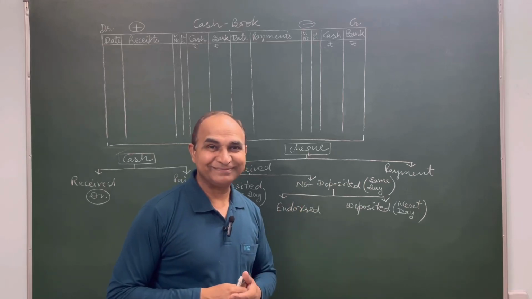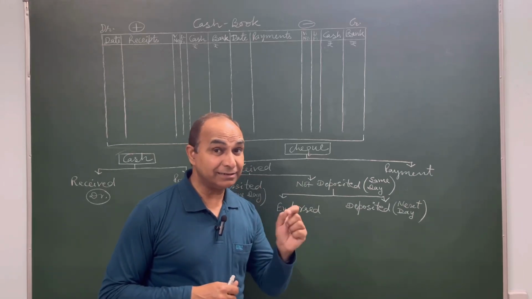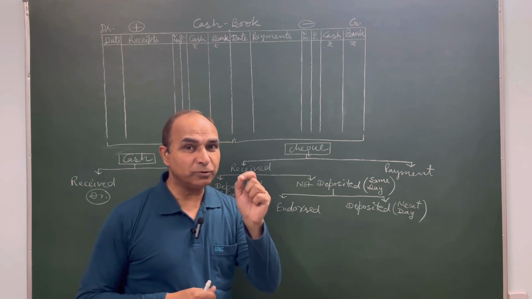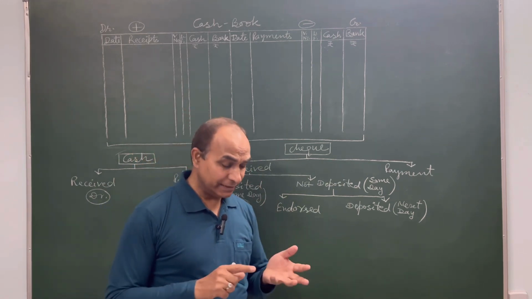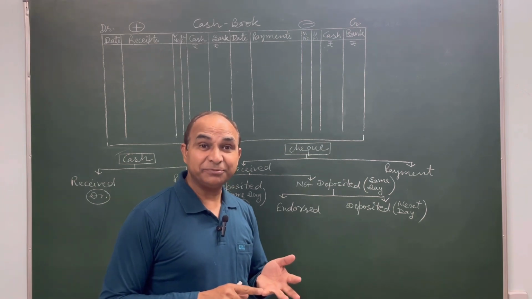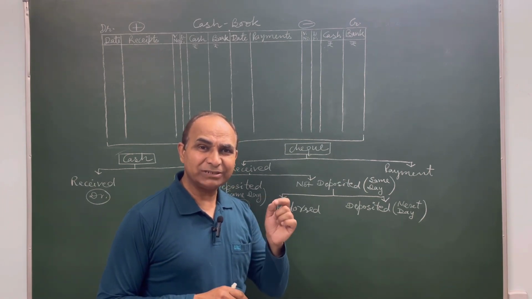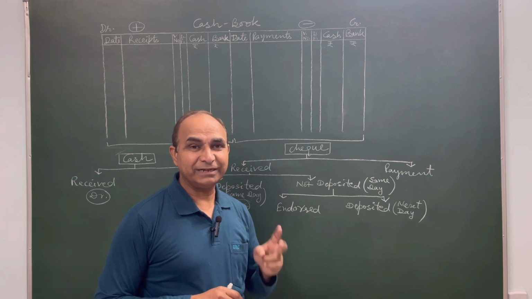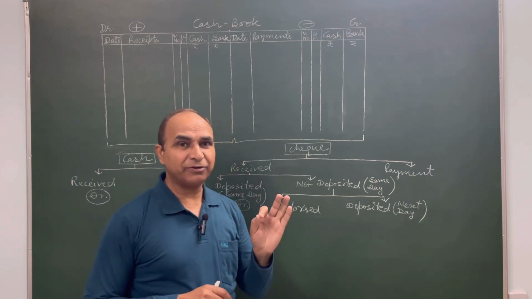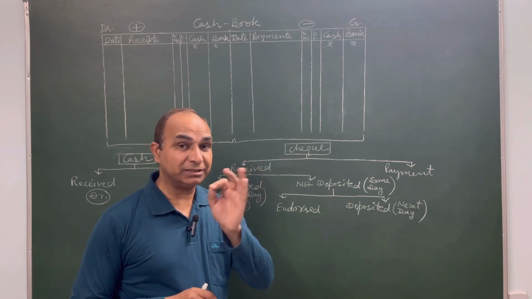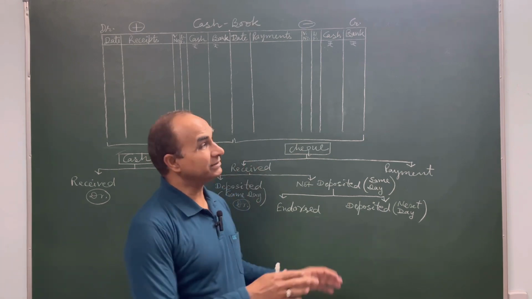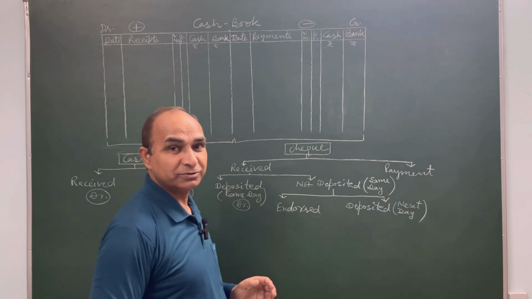Hello everyone, let's discuss and understand the concept of two-column cash book in accounting. Cash book, you must know, is the subsidiary book in which only cash transactions are recorded. And in a two-column cash book, we record not only the cash transactions but the check transactions also. So this is the format of the two-column cash book, friends.